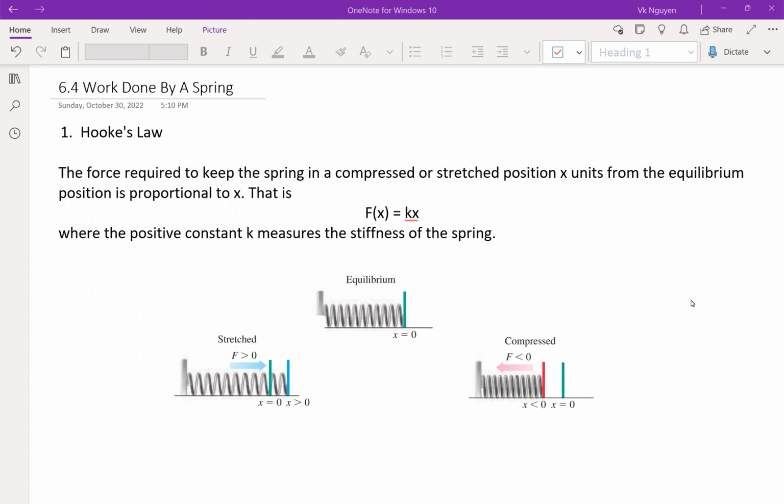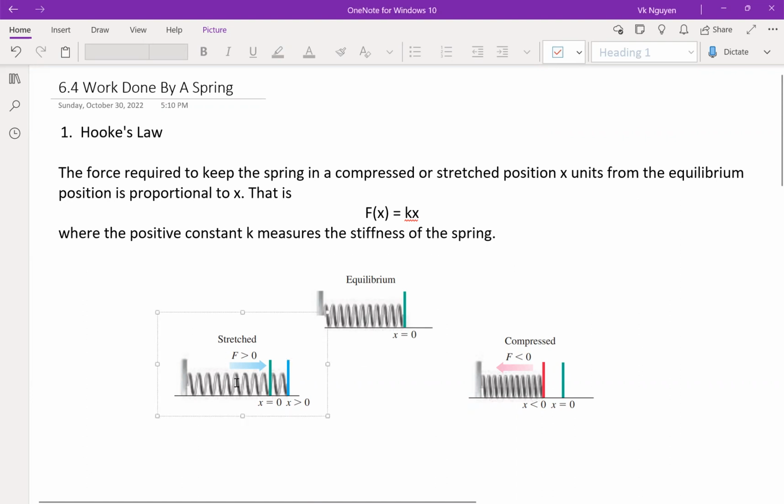Number one, to study spring, we need to know Hooke's law. The force required to keep the spring in a compressed or stretched position x units from the equilibrium position is proportional to x. That is F(x) equals k times x, where the positive constant k measures the stiffness of the spring. At equilibrium, x equals 0.